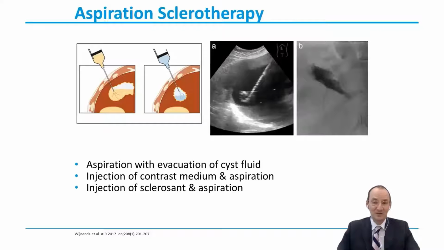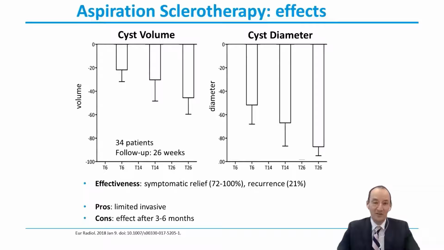So let's move on to aspiration sclerotherapy. This is a procedure where we aspirate the cyst fluid contents out of the liver. We inject the cyst remnant with sclerosant, mostly ethanol, and then we remove the sclerosant and leave the cyst alone. And this is in particular a quite effective procedure. We see that in the patients, there's a reduction of cyst volume as well as cyst diameter, and that the recurrence rate, 21%, is relatively low.